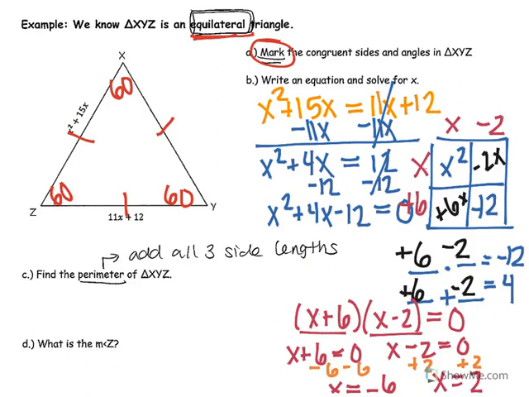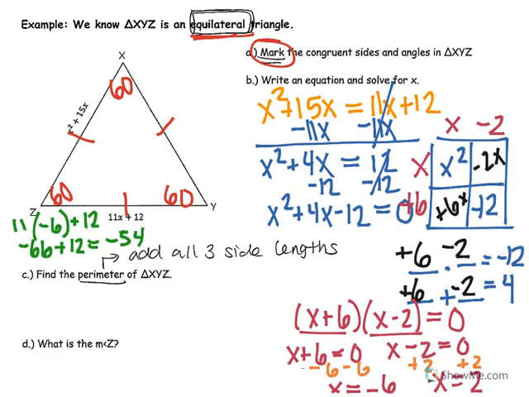So let's plug in here. Okay? We're going to evaluate. Let's use negative 6 first. I'm going to evaluate into this expression, 11x plus 12. When I do 11 and I plug in a negative 6, and then I add 12, 11 times negative 6, that's a negative 66. And then I'm adding 12 here, that gets me a negative 54.